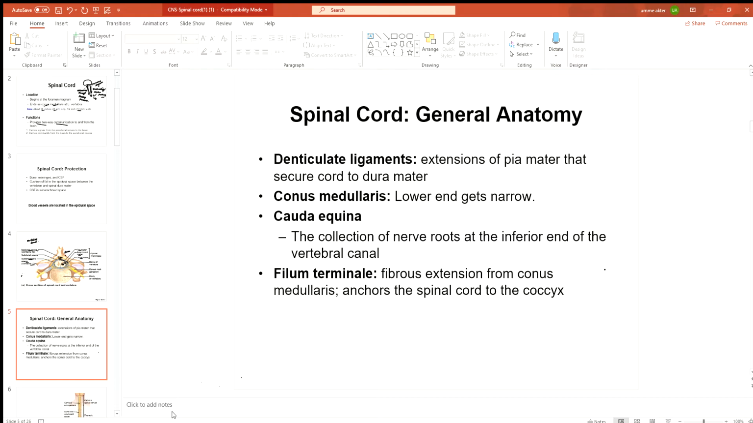Now, external features of the spinal cord. If you see the structure of the spinal cord from outside, this is the spinal cord. In two locations, the spinal cord is expanded or wider. In two locations the spinal cord is expanded like this, also here.